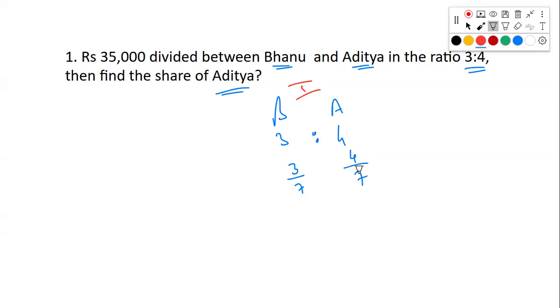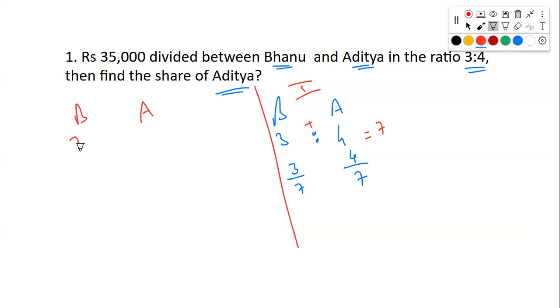One way of thinking is how many units? 3 plus 4 is 7 units. How did I get 7? 3 plus 4, 7. So out of every 7 units, Aditya gets 4. Out of every 7 units, Bhanu gets 3. This is one way of thinking. What is the other way of thinking?